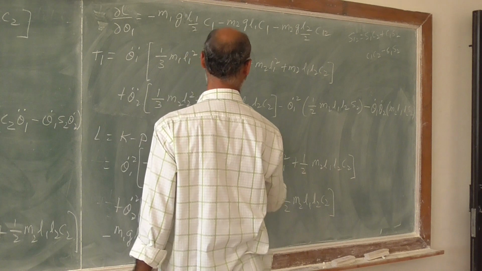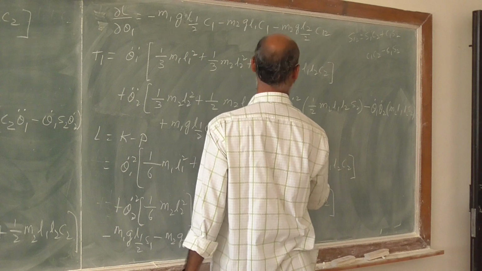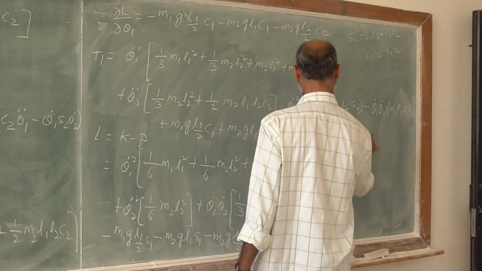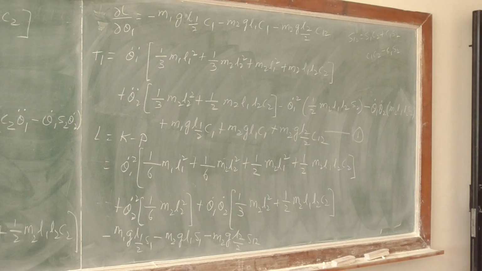m2g L1 C1 plus m2g L2 by 2 C1. This is your equation number 1.